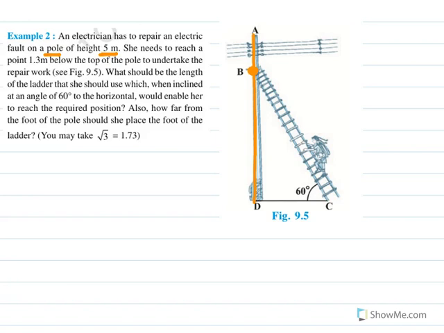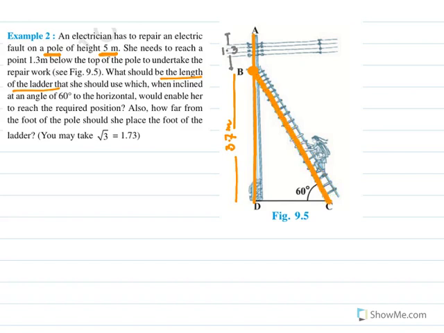So this height is 1.3 meters. The entire AD is 5 meters. So that means our DB, this DB from here to here, will be 5 minus 1.3, that is 3.7 meters. Next they said what should be the length of the ladder. So here is a ladder, and we need to find the length of this ladder. This is the ladder.